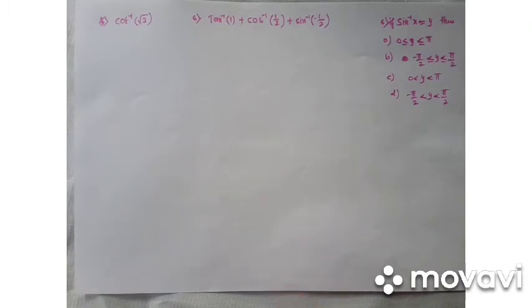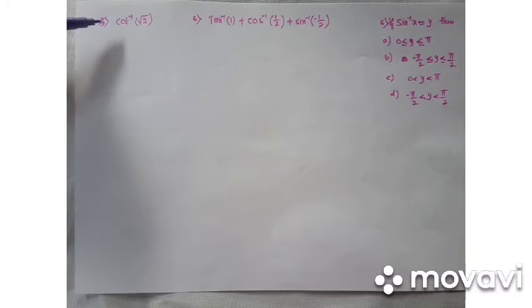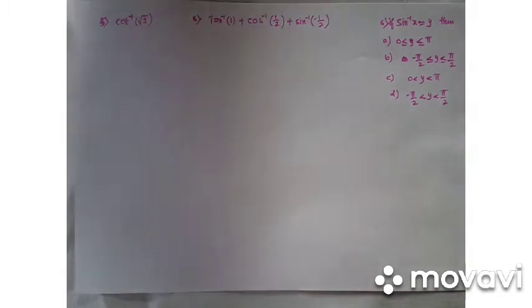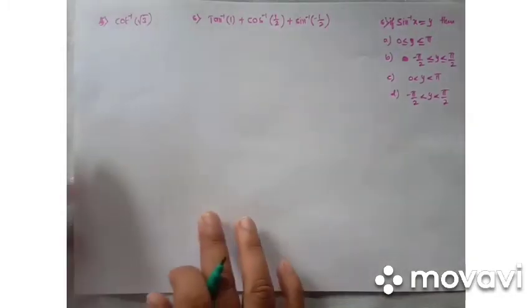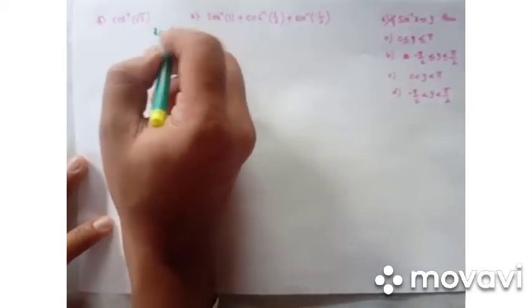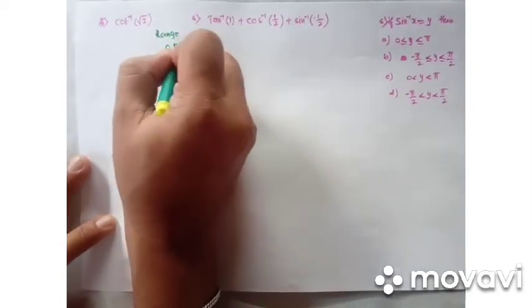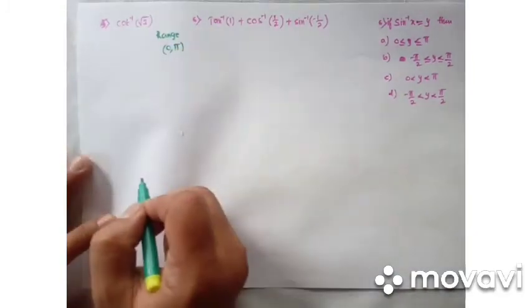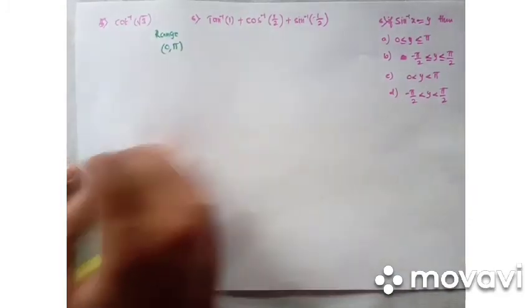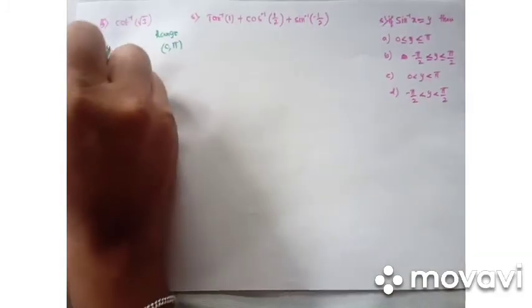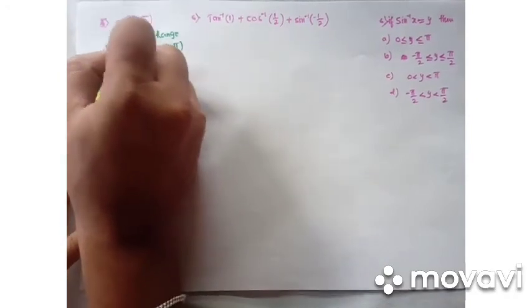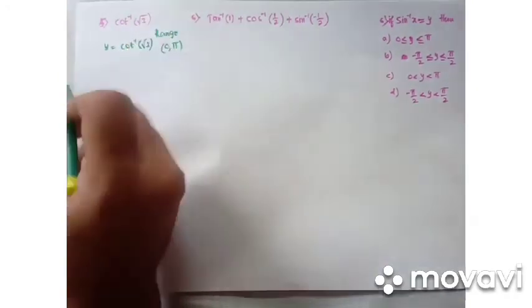Now we'll see the next question, the fifth question. See here, question number 5. Cot inverse of root 3. Then first of all we'll see what is the domain of cot inverse. So the range of the cot inverse is 0 to pi, and that too an open interval. Now we'll see y is equals to cot inverse of root 3.